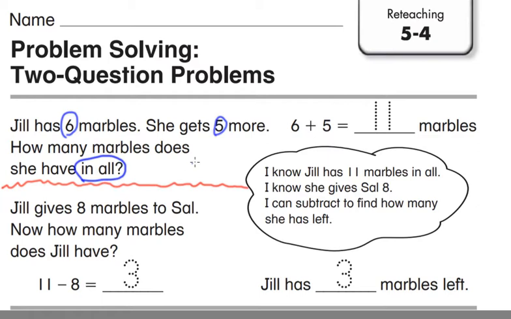So now let's look over at our number sentence. Make sure that they wrote it right. 6 plus 5 equals, well, 6 plus 5 equals 11. So we can fill this in now. All right.